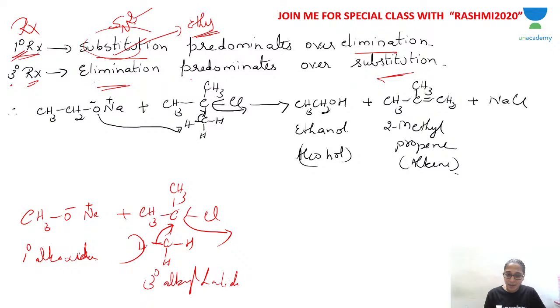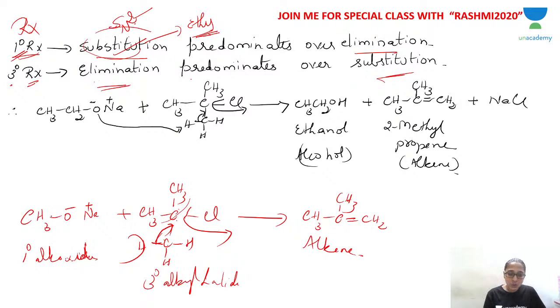The bond between the carbon and hydrogen will shift to come between the carbon which is losing Cl and the carbon which is losing hydrogen. The electrons will come between those two carbons, giving you CH3, CH3. This part is intact, and you get a double bond, CH2. You get an alkene.